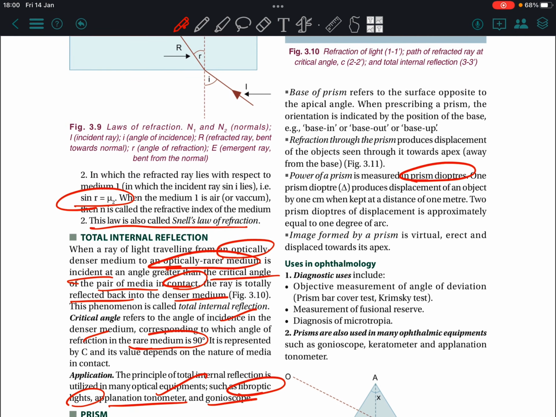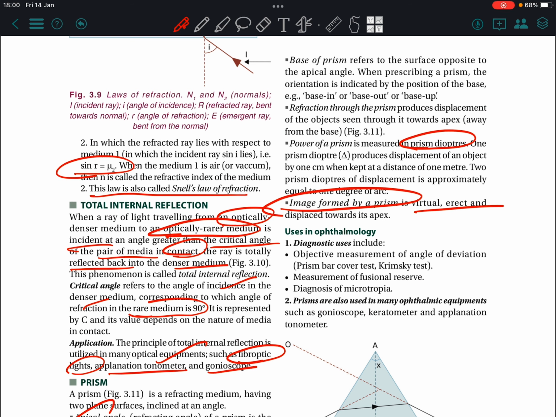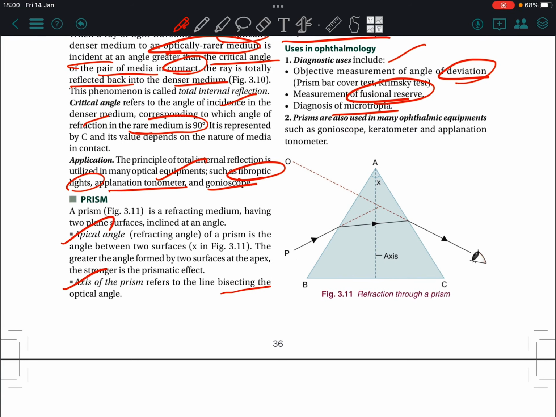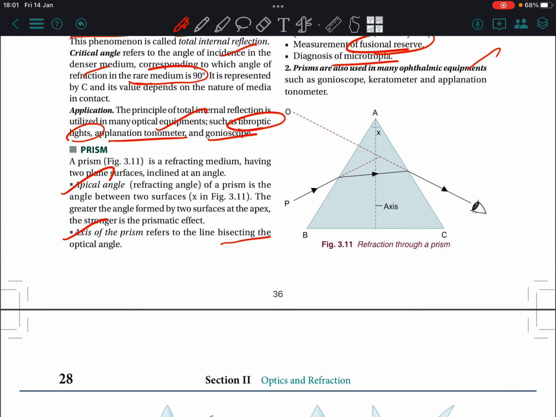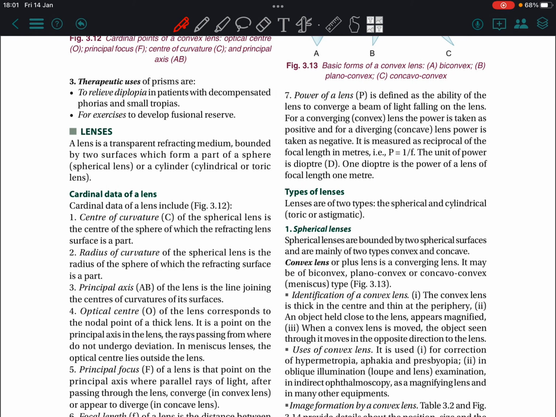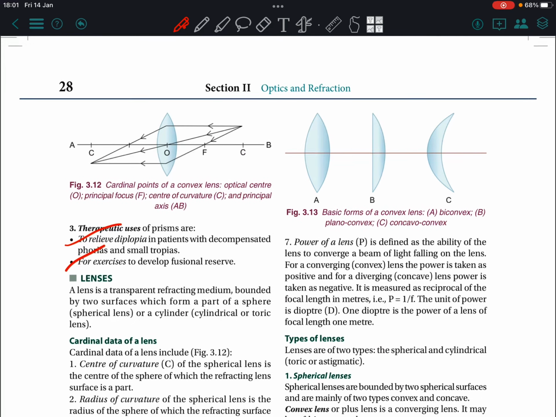Power of prism is measured in prism diopters. Image formed by prism is virtual, erect, and displaced towards the apex. Diagnostic uses include objective measurement of angle of deviation, measurement of fusional reserve, and diagnosis of microtropia. Prisms are also used in many ophthalmic equipment such as the gonioscope, keratometer, and applanation tonometer. Therapeutic uses of prisms are to relieve diplopia, for exercise, and to develop fusional reserve.